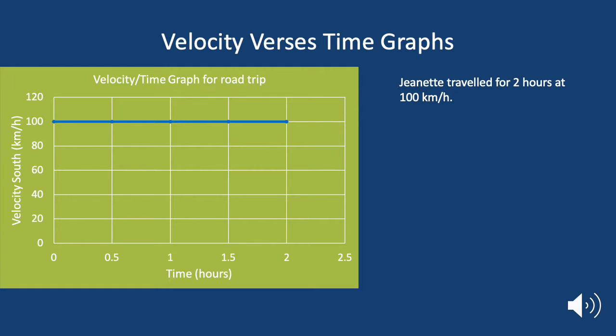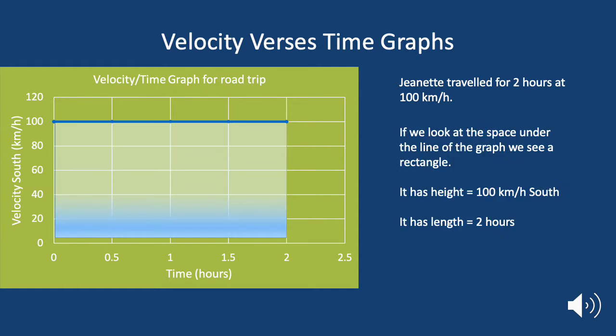Let's look at that graph now. We don't need the graph to answer this question, but it's interesting to look at the graph. And you'll notice that if we look at the graph, underneath the line of the graph, we've got a rectangle. And when we look at the rectangle of this particular graph underneath the line, we can see that it's got a height and it's got a length. Now the height of our rectangle is 100 kilometers an hour. It's not 100. That's not good enough. No, we say it is 100 kilometers an hour. The units matter. And the length is 2 hours. Not 2 by itself. It's 2 hours. So we've got a height and a length.